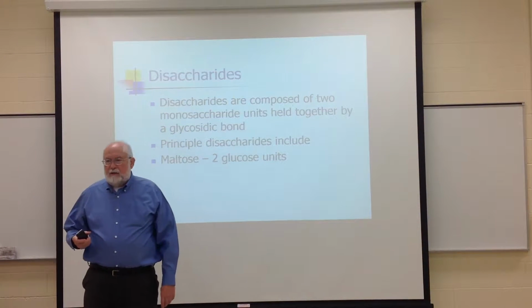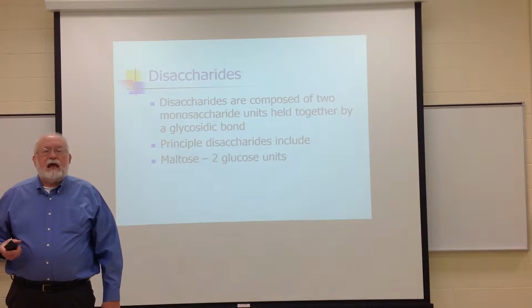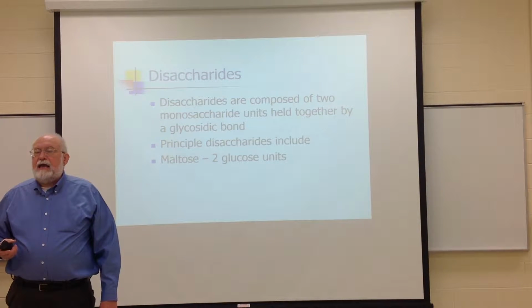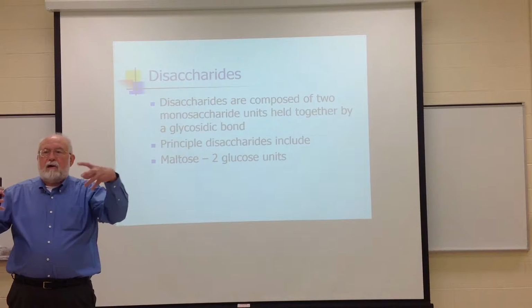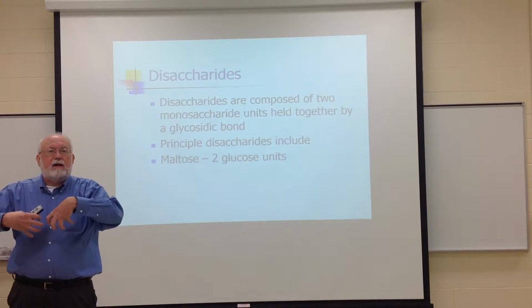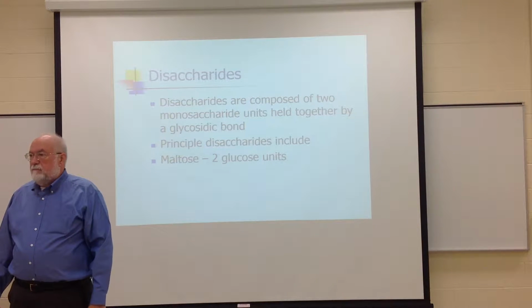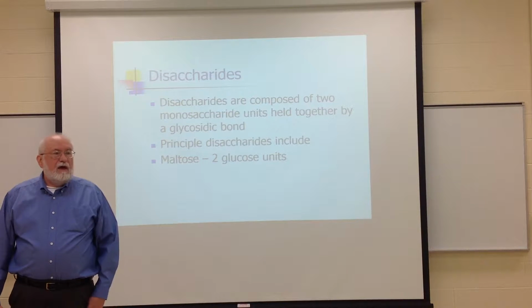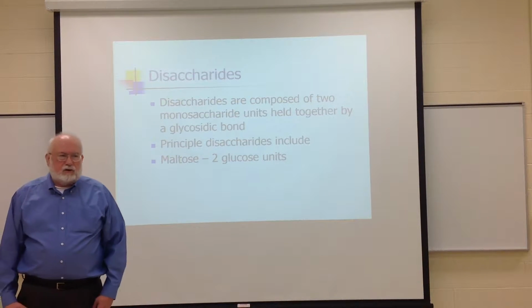Maltose is one. What's maltose? It's 2 units of glucose held together by a glycosidic bond. All right? So you take 2 glucoses, you put them together, take out a molecule of water, you've got a molecule of maltose. Now, it's pretty simple, isn't it? Now, maltose, well, it's from malt, so it's a grain sugar.